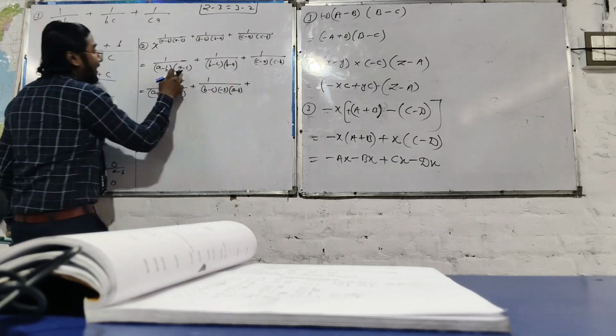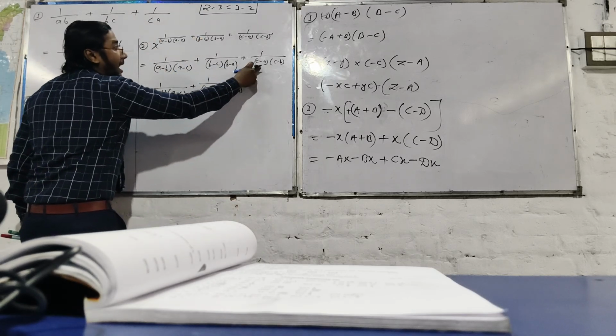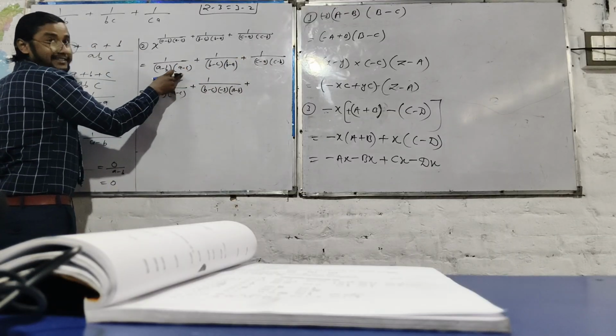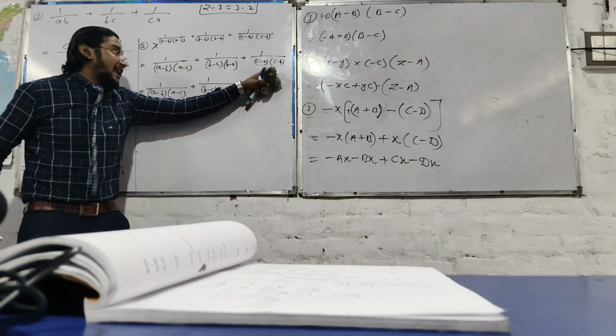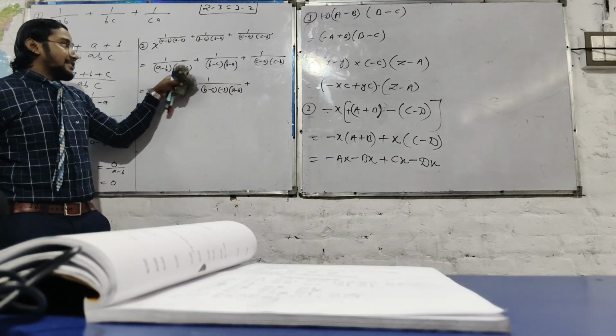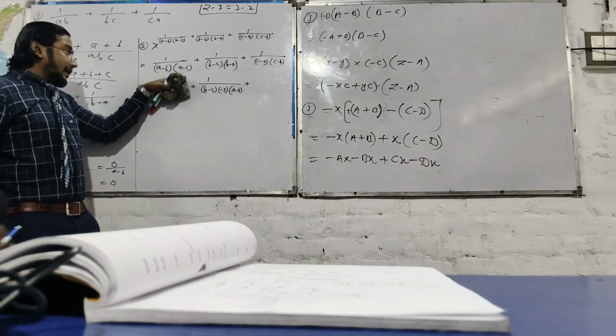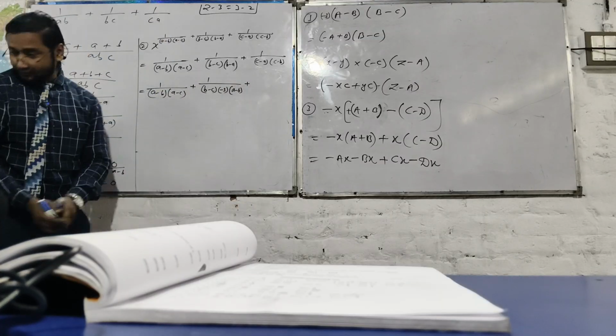Sir, c minus a, it is a minus c. And also this time I have to change both. Why? Sir, c minus a, it is a minus c. Let's make it. Either you can change this one or this one, but I will keep this one. So change both.